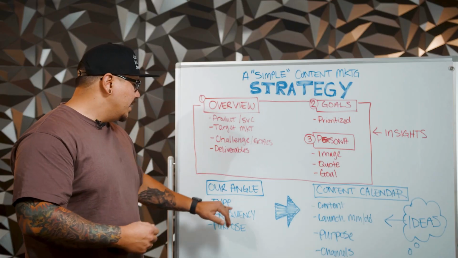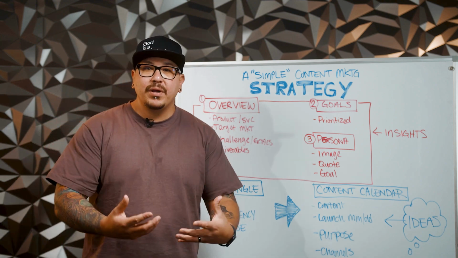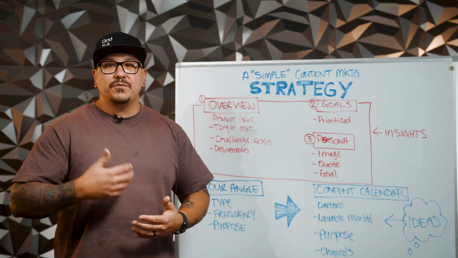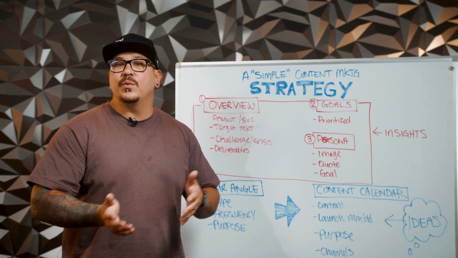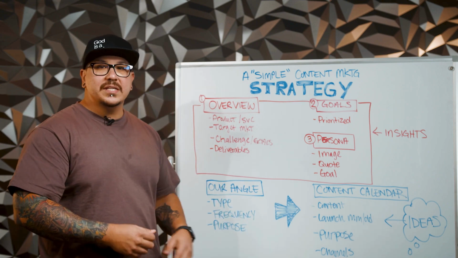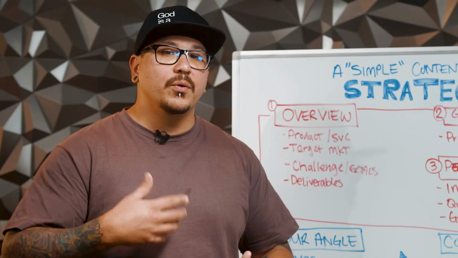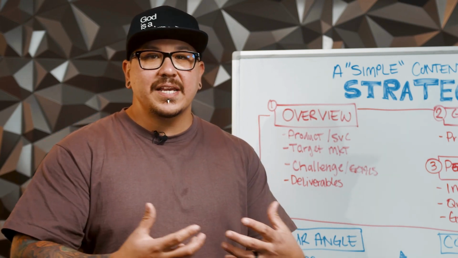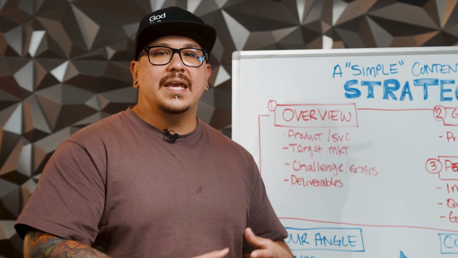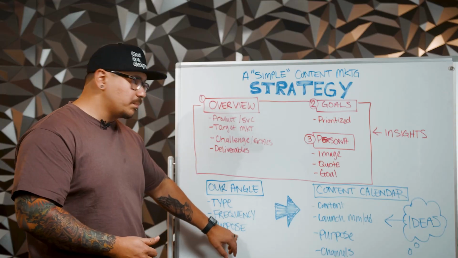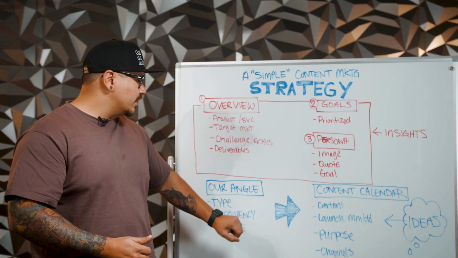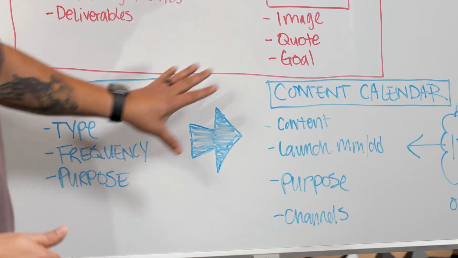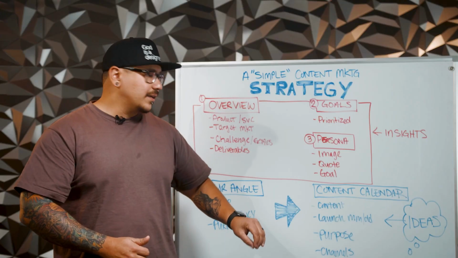So for an example, the type of content Butler Branding is going to create is free YouTube content, some of them with lead magnets. The frequency is going to be once a week. So we're going to put out once a week YouTube video content that's going to position our brand as subject matter experts in creative entrepreneurship. And that's the purpose: brand positioning. So now I know the angle, I can start to create my content calendar.